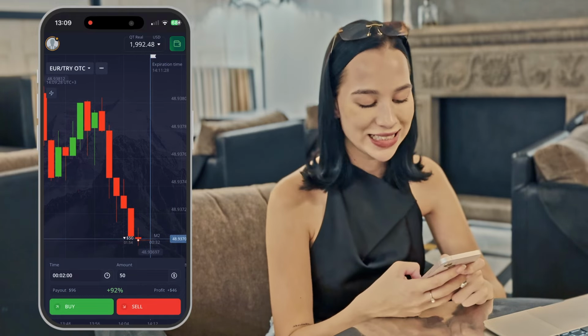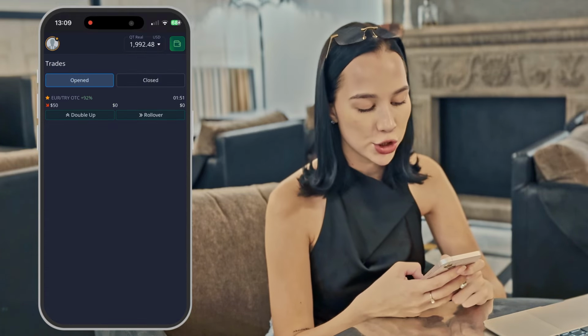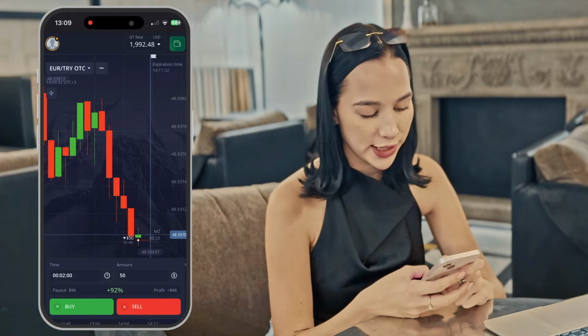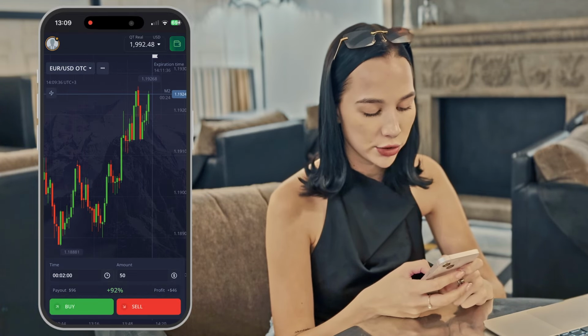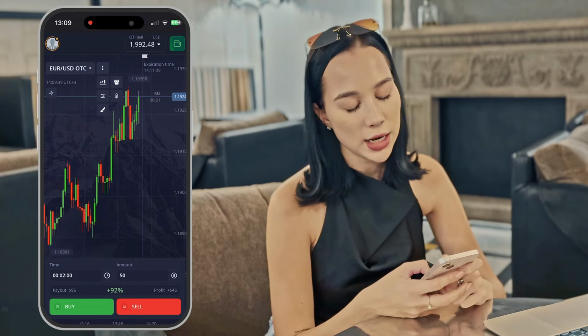It's pretty strong, consistent, so that's why we just follow the trend. Also here I can click on the trades and see my open trades, how much time left I have and everything. But for now, let's check out the other currency pair so I can show you some other examples.